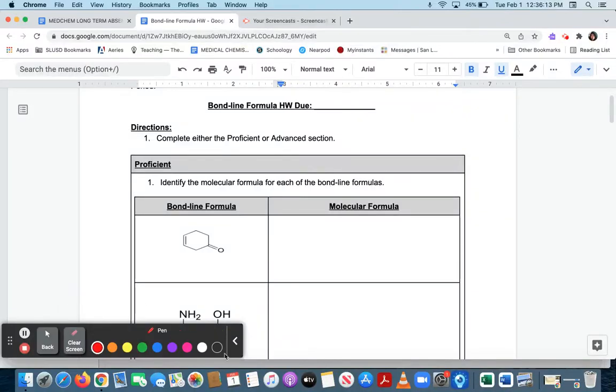Alrighty, y'all. So in this video, I'm going to go over the Bondline formula homework. So let's say I give you a Bondline formula, right? So Bondline formula is pretty much like Lewis structures, except we don't explicitly draw the carbons or hydrogens.